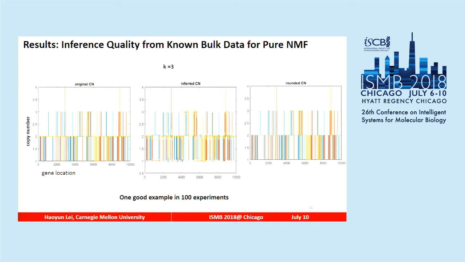This figure shows one instance of the pure bulk data decomposition. The left figure shows the original copy number of genes in the cell components we use to simulate the tumor, and the center figure shows the fractional copy number we inferred from the pure NMF algorithm. The red figure is where we round the fractional copy number to the nearest integer. In this particular good example, almost all the gene copy numbers are correct, which means the pure NMF algorithm sometimes works for this problem.